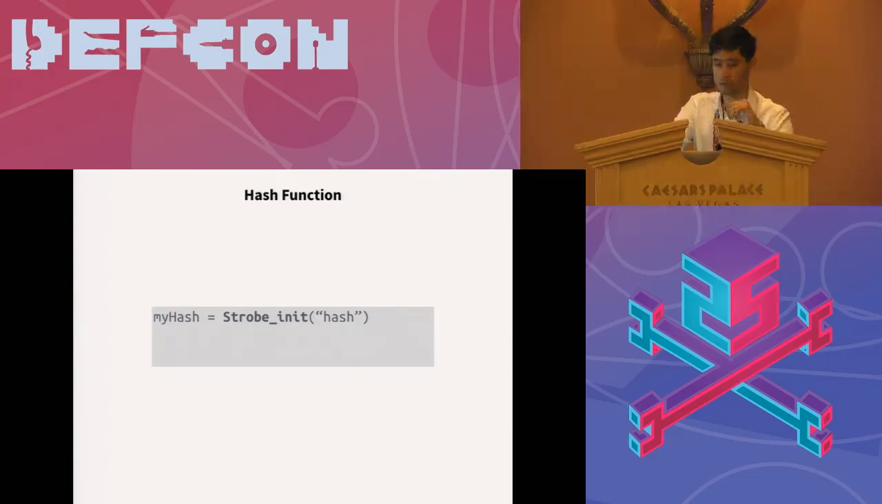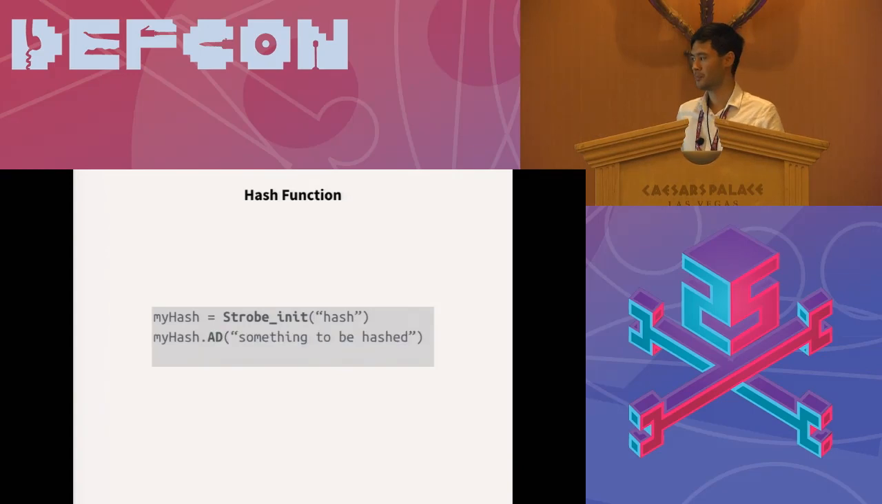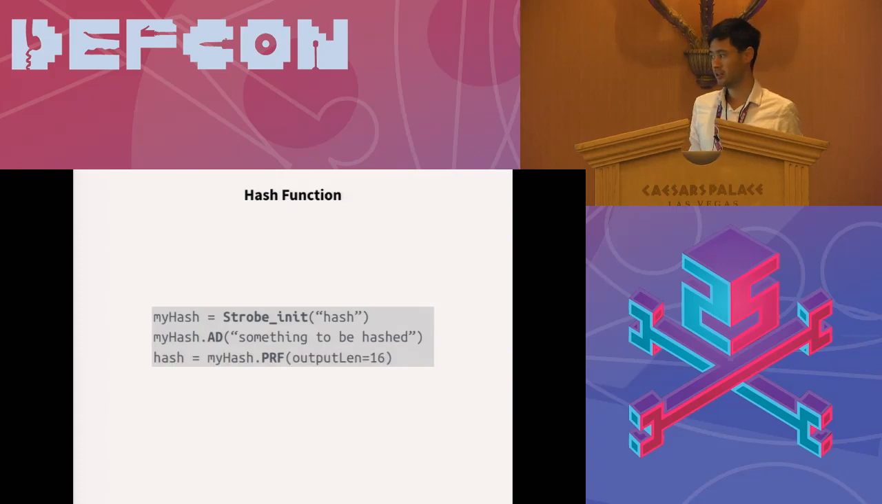I said that you can use Strobe to do other things than protocols. For example, if you want to use the code base of Strobe to just hash, you just initiate your Strobe instance like you're initiating a protocol, but you initiate a hash function. You can call that anything you want, like "my hash David Wong". Then you absorb what you want to hash, and then you squeeze it with the PRF function.